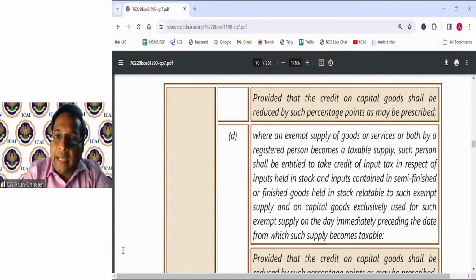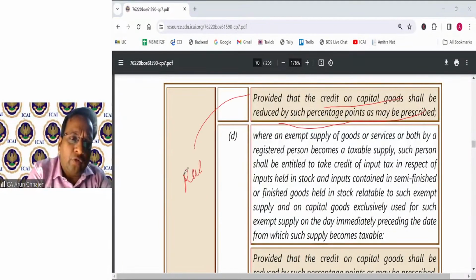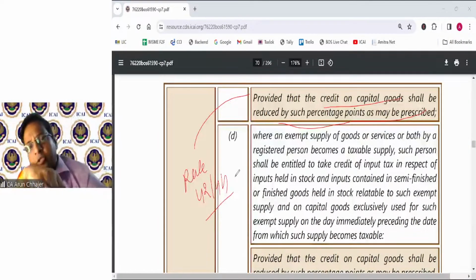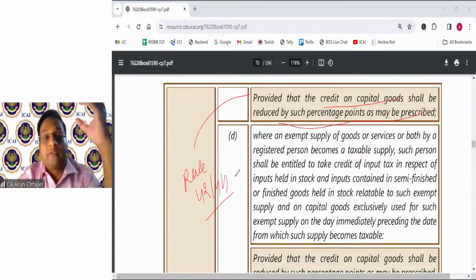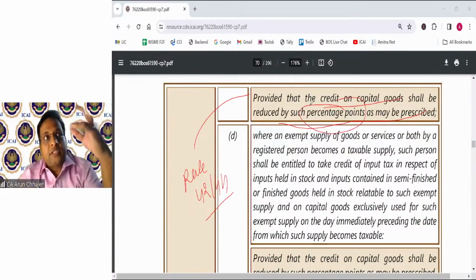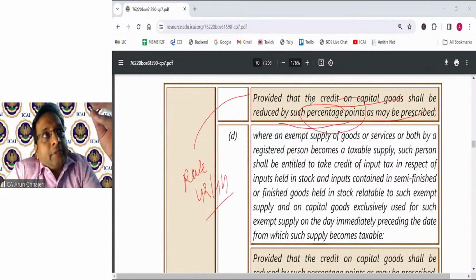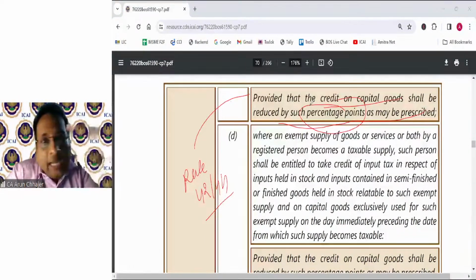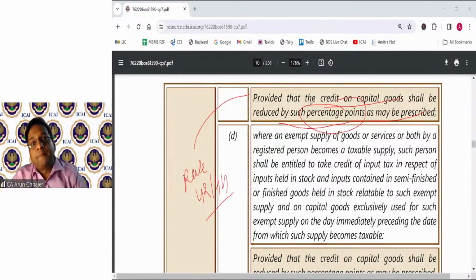Whenever we are talking about capital goods, it should be reduced by such percentage points as may be prescribed. We will discuss certain rules, Rule 42 and Rule 44, later. What is the meaning of that reduced percentage point? Suppose I am switching from composition to regular, let's say after 6 months. Whatever the ITC on the capital goods, I would not be entitled to take full ITC because I have used 6 months in composition.